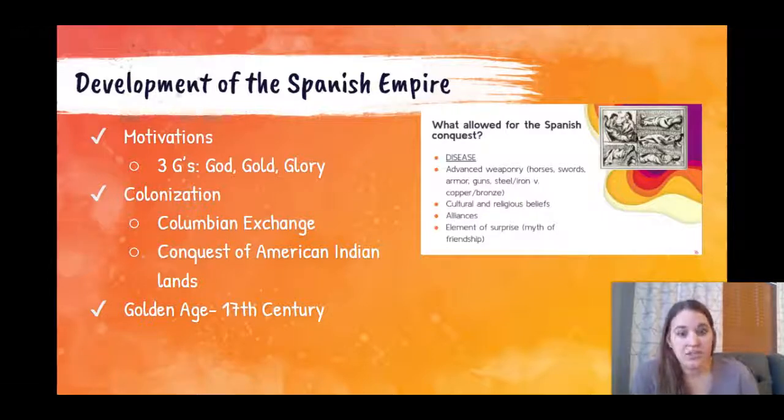So the colonization efforts, you can't talk about the colonization efforts without referencing the Columbian Exchange. The Columbian Exchange is the spread of goods, diseases, crops, all those things between our hemispheres. And the Columbian Exchange really, one of the biggest things that affected the Americas was the disease. And so this is what allowed for the conquest of American Indian lands.